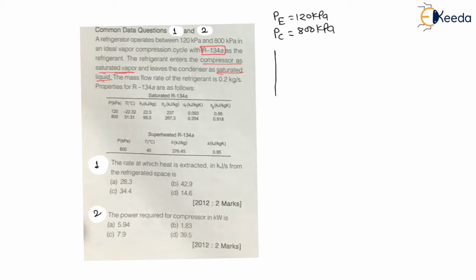Let us draw the standard VCR cycle. If I draw temperature versus entropy diagram, on the temperature versus entropy diagram, there will be a liquid vapor dome. Now entry to the compressor, that is 1, is a saturated vapor state. Therefore 1 is on saturated vapor line. And 1 to 2, there is a reversible adiabatic compression, that is isentropic compression, entropy remains constant and temperature increases.